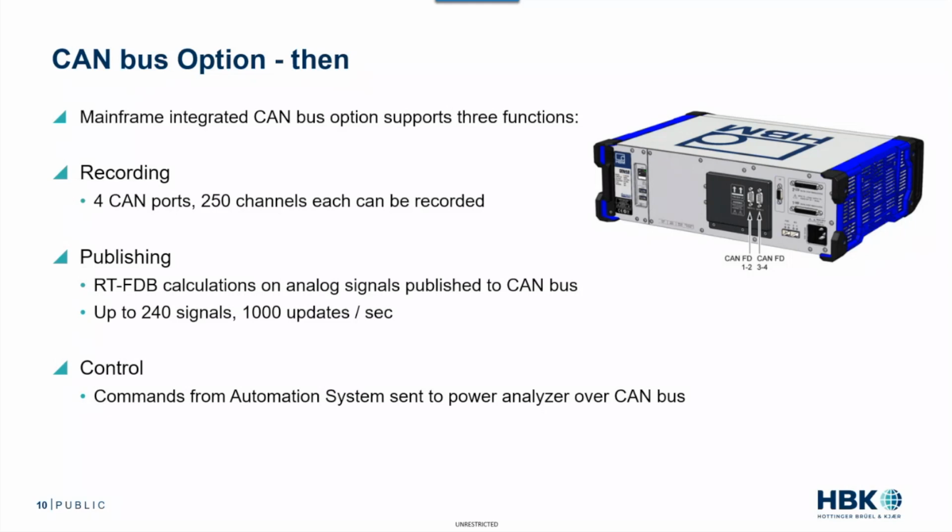We also could publish data onto the CAN bus, so take the real-time calculated results that are being done in the hardware based on the analog channels being recorded by the mainframe and publish those to the CAN bus up to 240 signals at an update rate of 1,000 times a second. And then the third piece of the CAN bus capability was control. So being able to have that two-way communication between the power analyzer and the automation system to really have complete integration into the test cell.